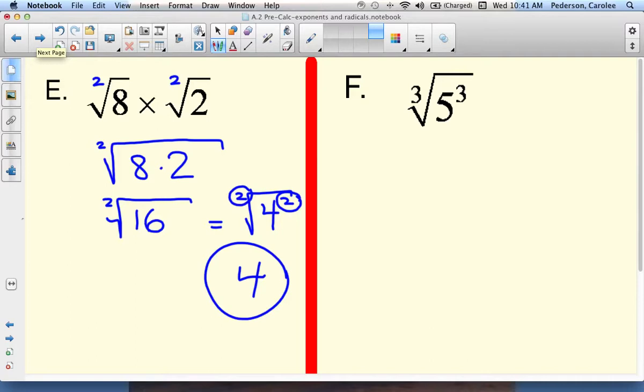This example is the cube root of 5 cubed. The index and the power match up, so you're left with the answer of 5.